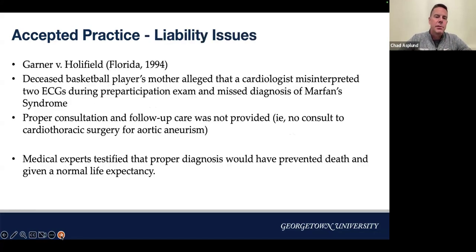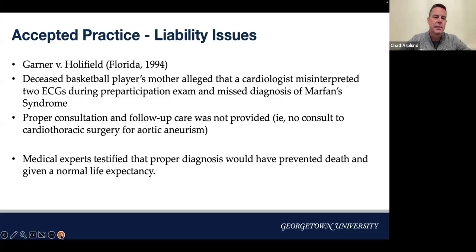So liability issues, when you think about the accepted practice standard, Garner v. Holyfield is one of the first cases. A basketball player passed away. The mother alleged that the cardiologist misinterpreted ECGs and missed a diagnosis of Marfan's. The experts said that proper consultation and follow-up care that wasn't provided would have prevented death and given a normal life expectancy. And so unfortunately for the physician, the patient won in that case, in that settlement.